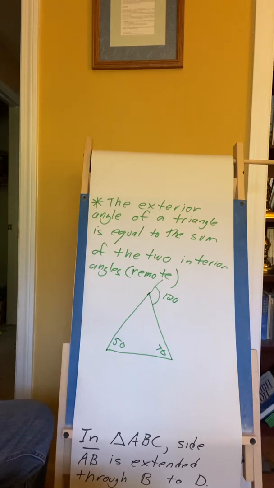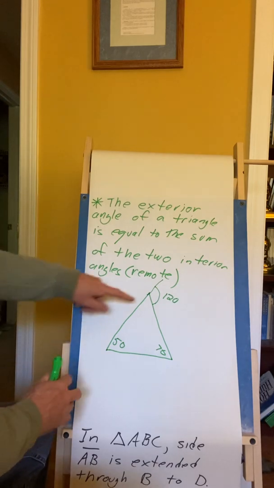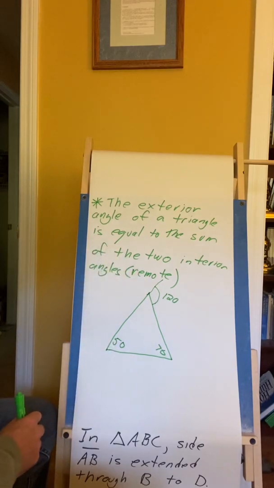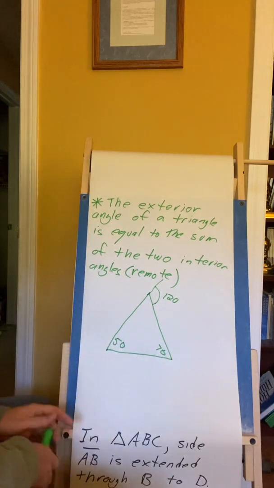Just add up the two interior angles that are remote to it, that are not next to it, that are away from it. Like if I gave you this one and this one, you wouldn't add them together. But this one and this one you can add together.